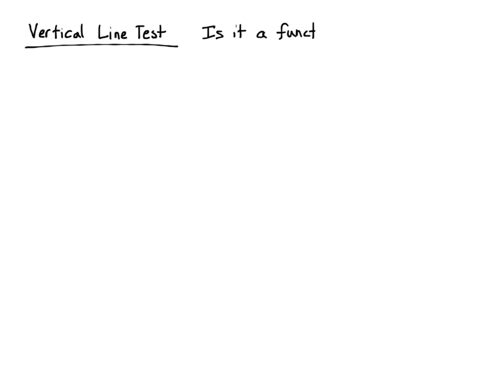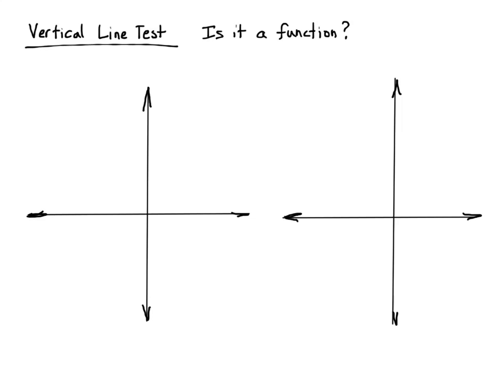Okay, we're dealing with functions, and of course the definition of a function is that for any value in the domain you get assigned exactly one value in the range. So how can we tell from looking at a graph whether we have a function or not? The way we do that is we use something called the vertical line test. The vertical line test is actually fairly straightforward.